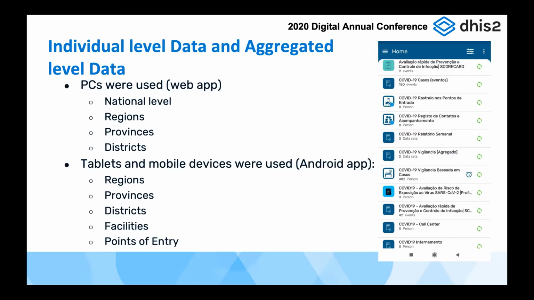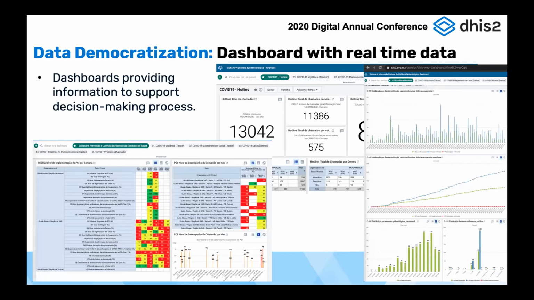There is also a combination: those sitting at the national level use web applications to do follow-ups and some statistics based on the information that is collected from every level of the system. These are some examples of what was generated.